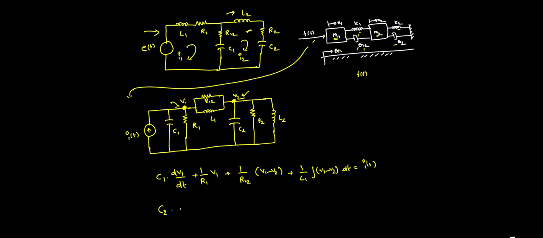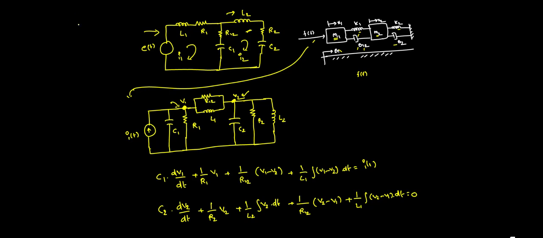Here C2 dV2 by dt plus 1 by R2 V2 plus 1 by L2 integral of V2 dt plus 1 by R12 (V2 minus V1) plus 1 by L1 integral of (V2 minus V1) dt is equal to 0. That is how you can draw both the force voltage and force current analogy for the given circuits. So this is how you can draw the force voltage analogous circuit and force current analogous circuit for the given mechanical system. Now you have studied the translational mechanical system into force voltage and force current, and you have clearly understood all those things.